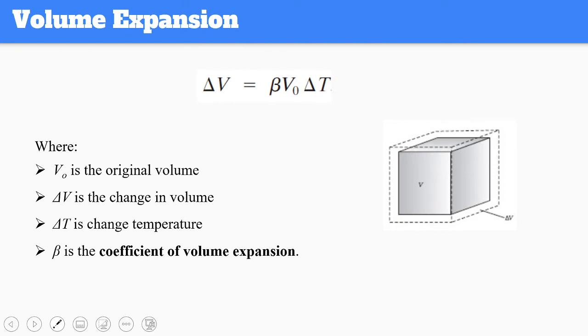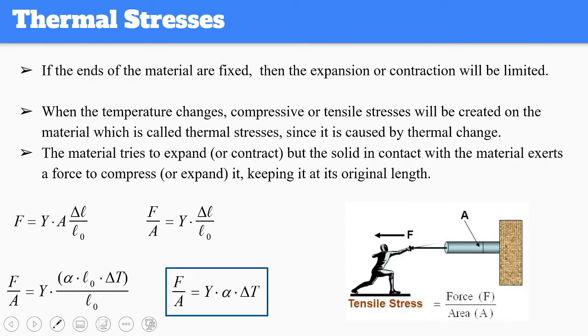And volume expansion is very similar to the linear expansion or length expansion. This time we are going to look for how much the volume is changing. And we are again going to need a constant, the coefficient of volume expansion, the initial volume, and how much the temperature has changed. So basically this is how we find the expansion of the volume.